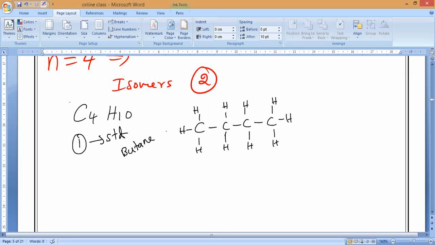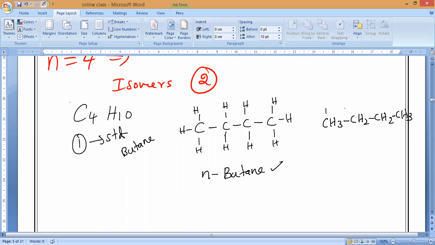Understand? So now what is the common name of this one, guys? N-butane, we can say. N-butane. So now how to write the condensed formula? CH3 single bond CH2 single bond CH2 single bond CH3. So this is the condensed formula.